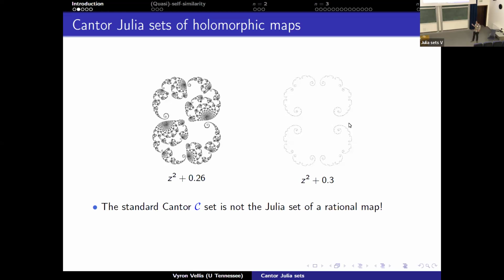Now, I haven't seen any proof published of these facts. My co-author, Alistair Fletcher, has a very nice proof, and I'm just going to leave it as an exercise if you want to try it. The idea is that the standard Cantor set has a lot of symmetries that cannot be preserved under holomorphic maps. And although this fact is not unexpected, it is quite disappointing.